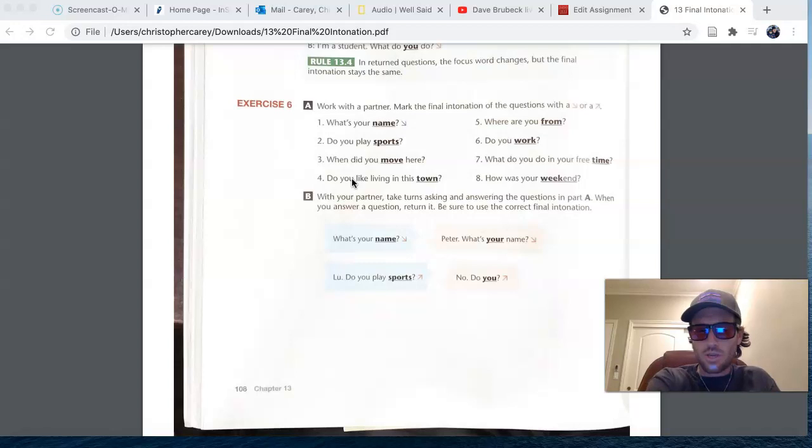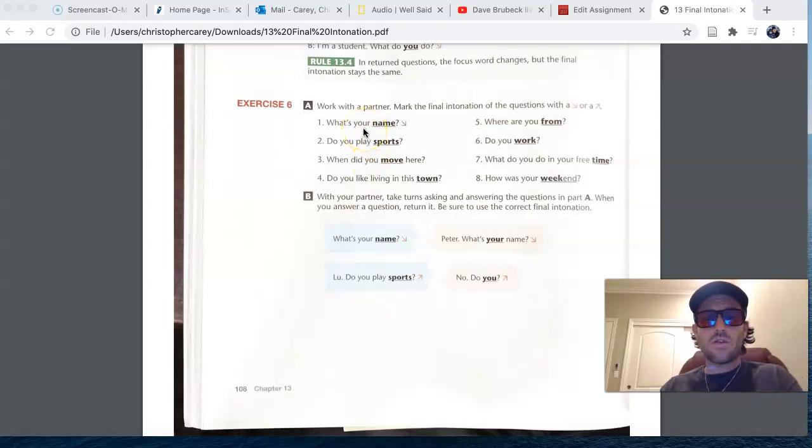Number 4 is a little bit tricky. We'll do it together. Do you like living in this town? Yes, I like living in this town. Do you like living in this town? So shift the focus word from toward the very end of the sentence to the subject pronoun, or to the possessive adjective that goes right before, or I guess maybe even toward the beginning, right? The subject pronoun or the possessive adjective more toward the beginning of each question.